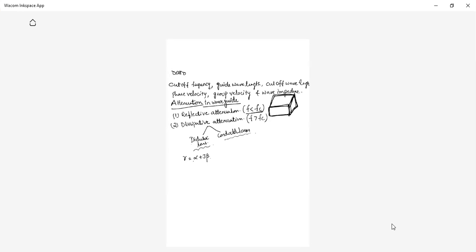Okay. Gamma is equal to alpha plus j beta. It's our propagation constant, alpha plus j beta.